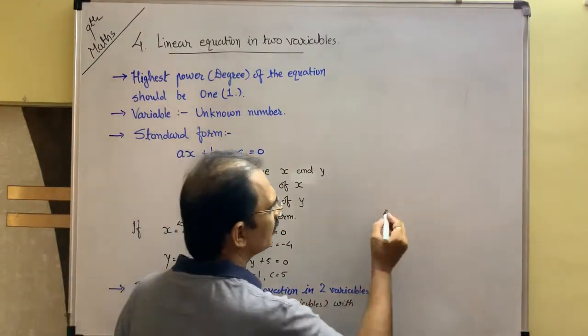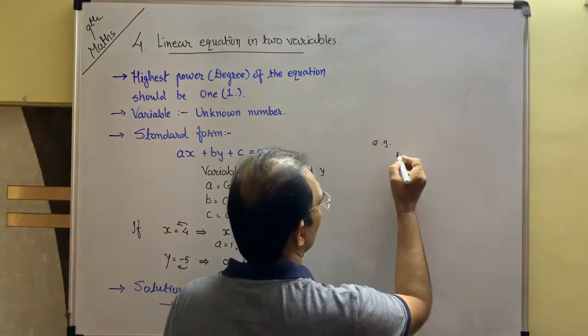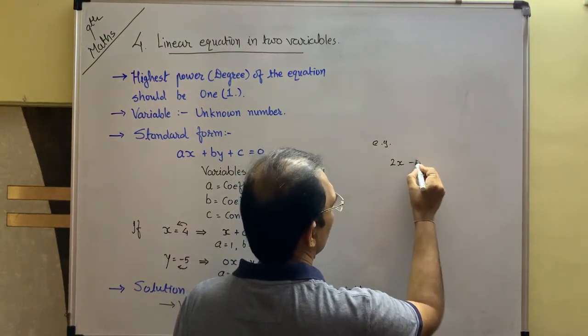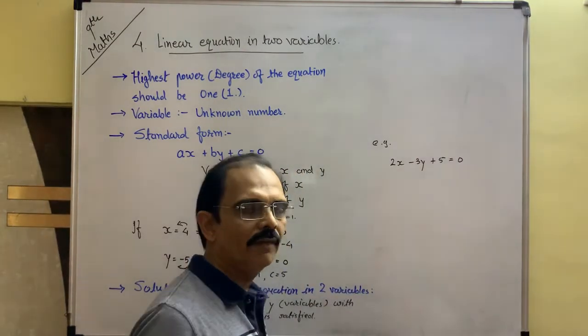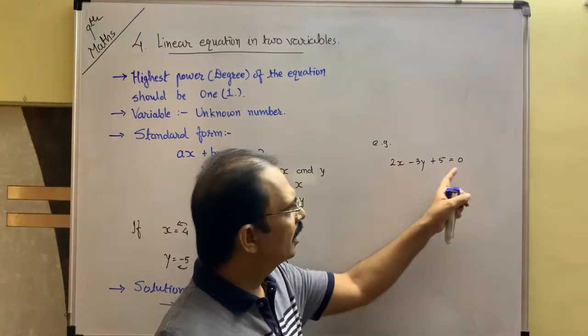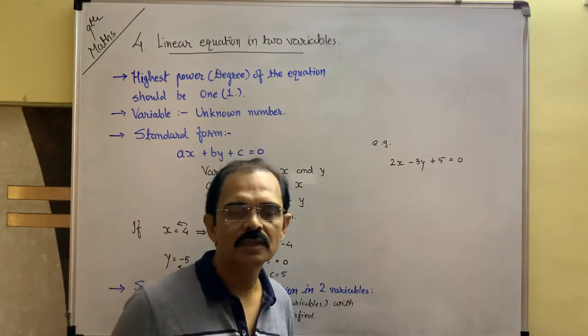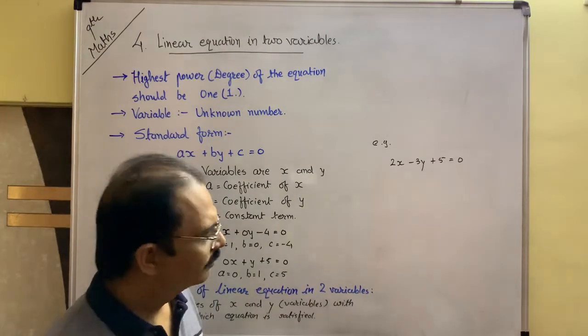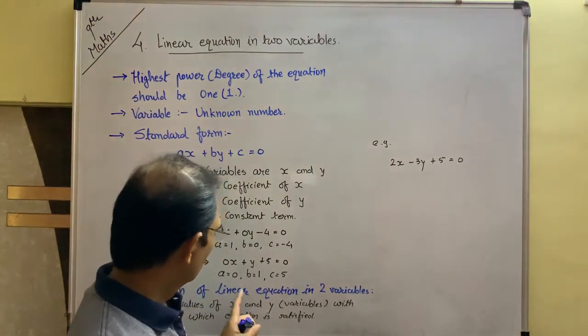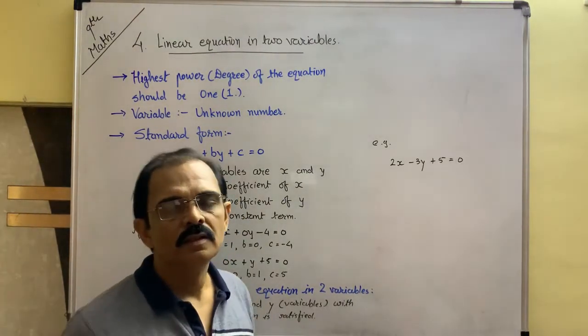As for example, suppose 2x minus 3y plus 5 equals 0. Now for which values of x and y does this equation equal 0? The sum of these three will be 0. These values are known as the solution of the linear equation.